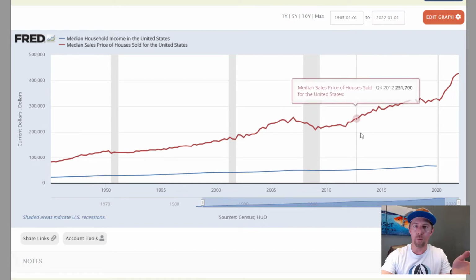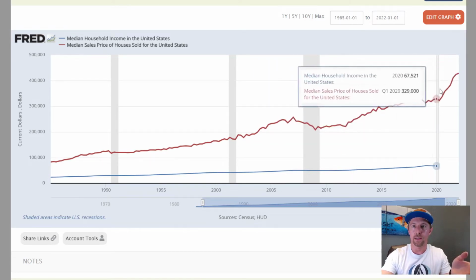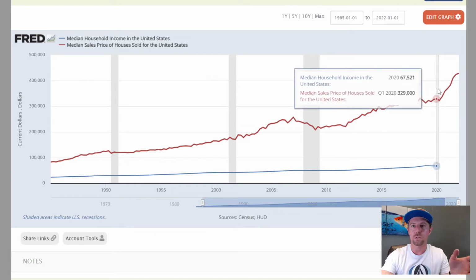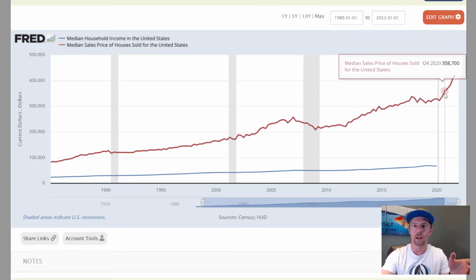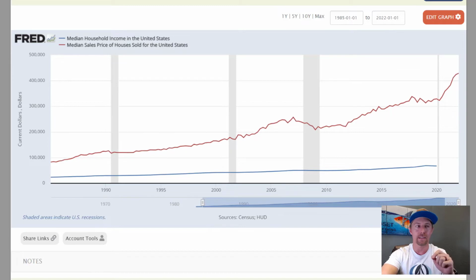Now, they went up on a relatively steady pace here, as you can see, and they went down slightly in March of 2020 when the pandemic hit, followed by an explosion of home price growth. The median home price as of the first quarter of 2022 is now sitting at nearly $430,000. And I did a quick Google search to try to find the median household income in 2022, and so far they are estimating that at about $79,000.